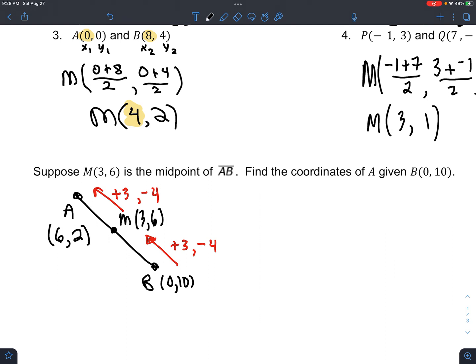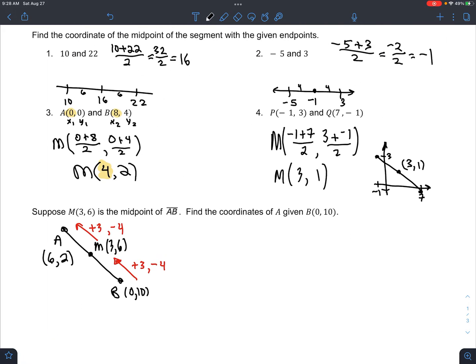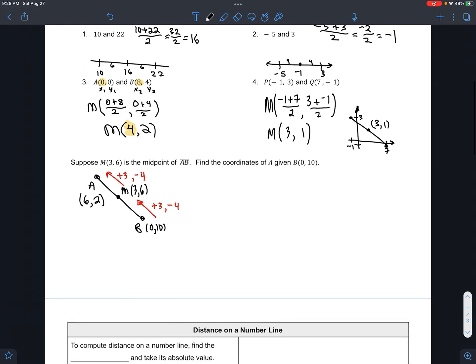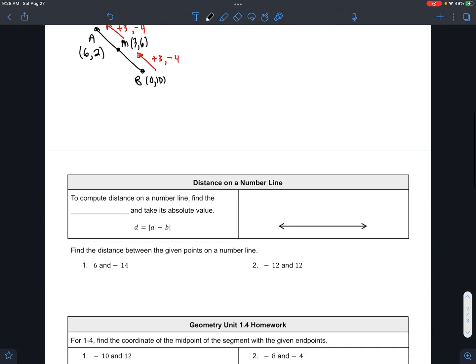Okay? That's the way I prefer to do this. You could also set up equations and solve. But visually, I think this is a good way to do it. I'll do another example. I'll actually work through the example in the homework with you too, so that way you could have an answer to double check with.